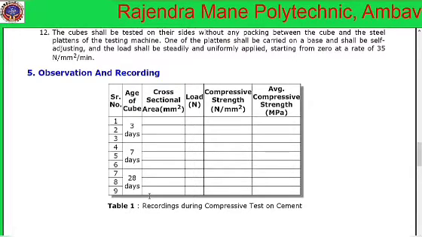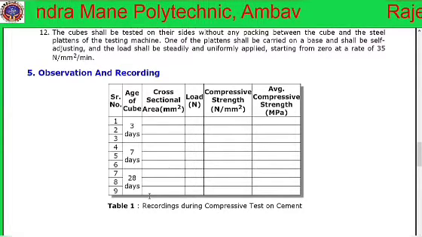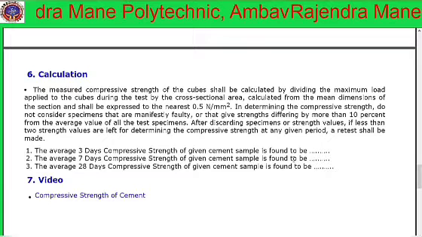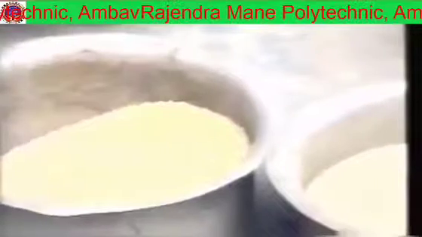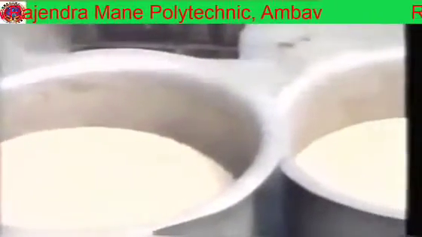So we have to measure the cross sectional area in mm square and read the load taken by the cube in Newton. So compressive strength is equal to load taken by the cube divided by the cross sectional area of the cube. This table is used to record the measured compressive strength. The compressive strength of the cube shall be calculated by dividing the maximum load applied to the cube during the test by the cross-sectional area. Three grades of sand are to be mixed in equal proportion.